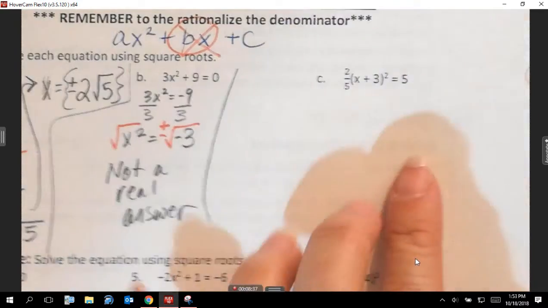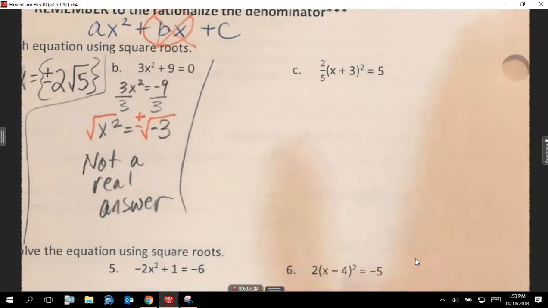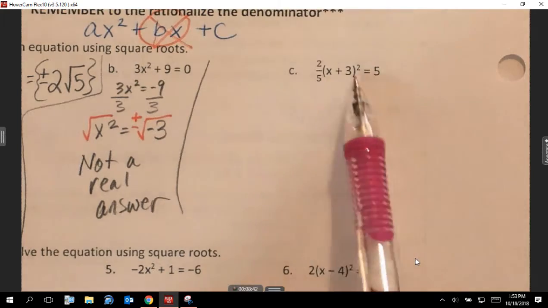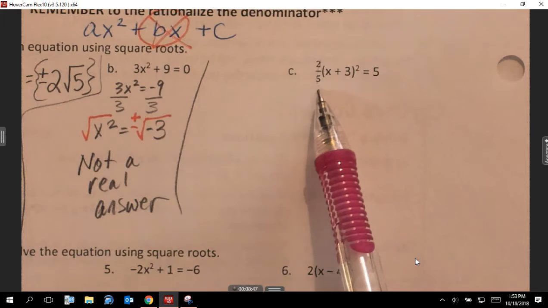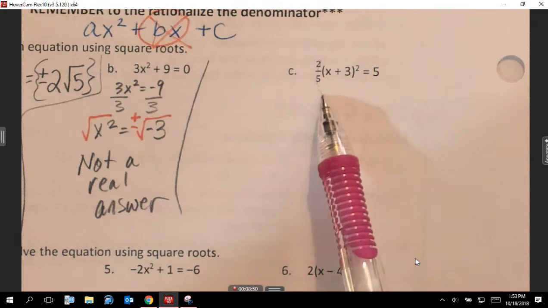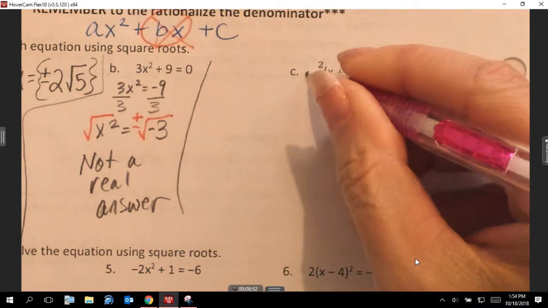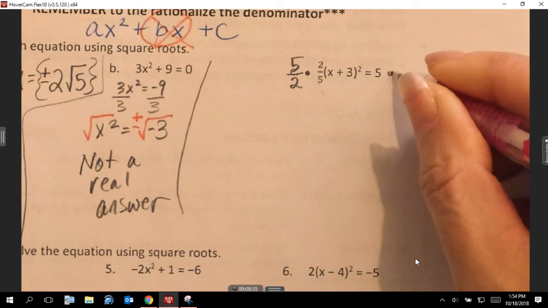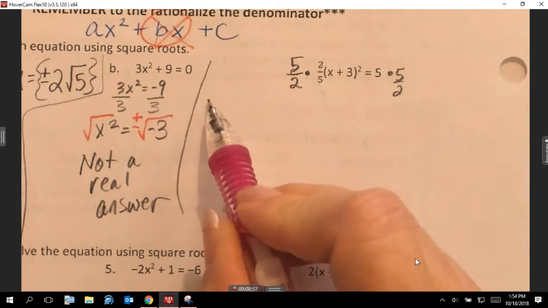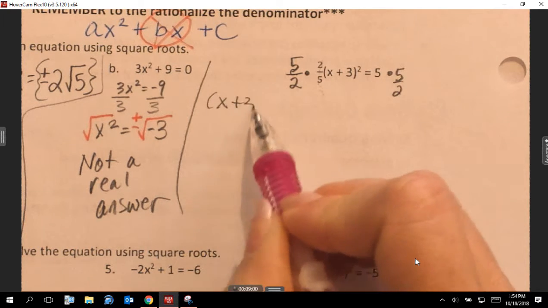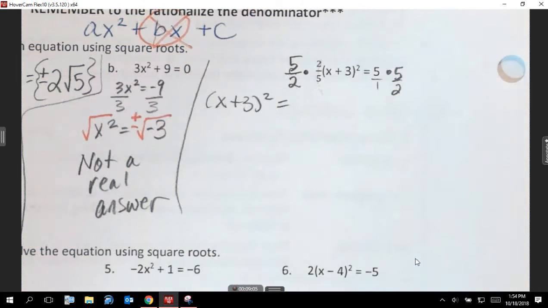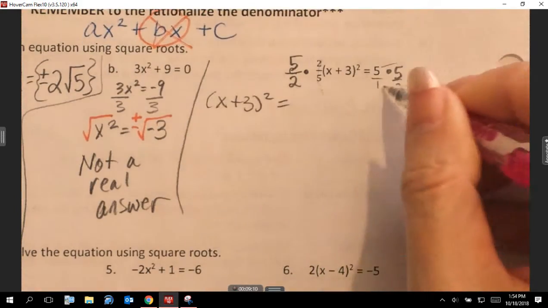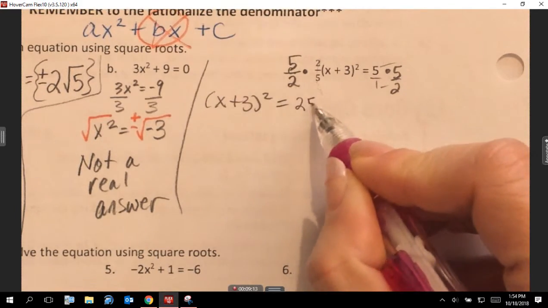For C, I'm leaving more extra room because C is going to take a little bit extra space. Just heads up. So C is set up a little bit differently than A and B. It has a fraction on the outside. That's the furthest thing out. So how do I cancel out that 2 best? What is its reciprocal? 5 over 2. We'll multiply both sides by 5 over 2. So on the left, I'm going to have x plus 3 squared. But on the right, in order to multiply 5 times 5 over 2, you have to put 5 over 1 and multiply straight across. You get 25 over 2.